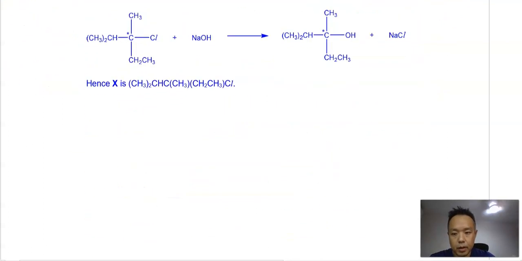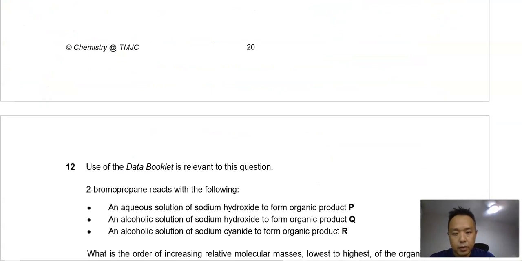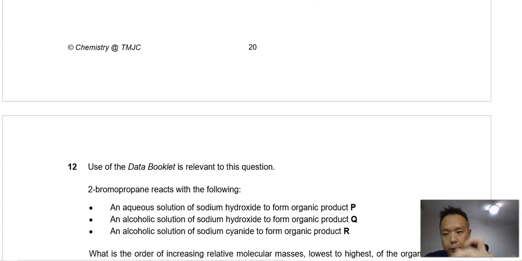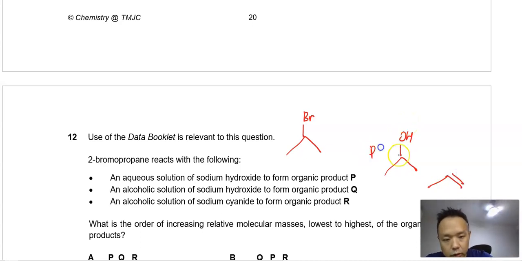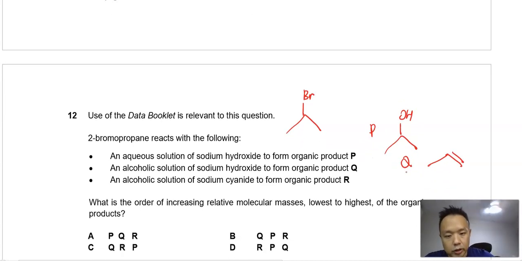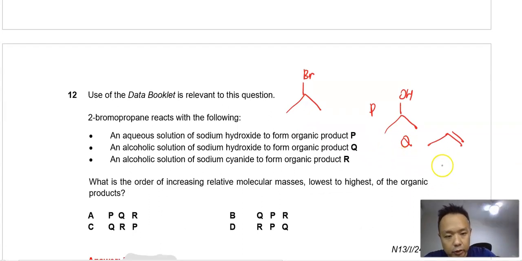Okay, moving on. The use of the data book is relevant to this question. So we have 2-bromopropane reacting with the following. 2-bromopropane is this structure over here, with Br. When it reacts with sodium hydroxide, it will form compound P. Recall sodium hydroxide with halogenoalkane, what kind of reaction? It's substitution, so it's going to be an OH. Alcoholic solution is an elimination reaction, so you get a propene, that's Q, so P and Q. And the sodium cyanide is alcoholic, so you're doing a CN.